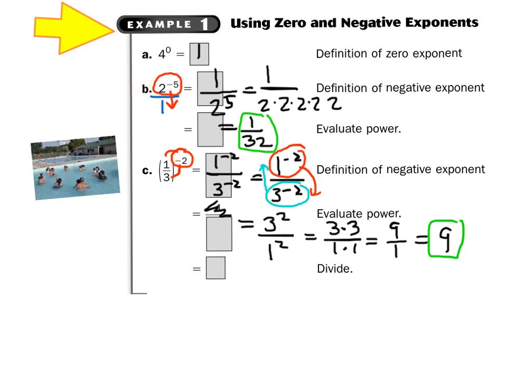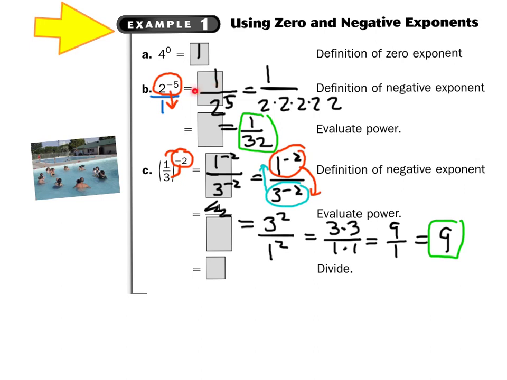Take a look at B, 2 to the negative 5th power. Well, as soon as I see a parent and a little crying baby, I draw the fraction bar and put a 1. And then with my red, I circle the parent and the baby, and I let them climb in the pool. Because remember, the baby wants to go in the pool.